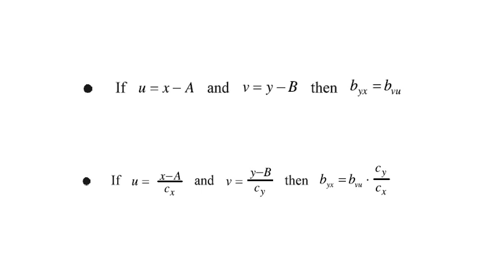So that means when there is only addition or subtraction, byx, that is the regression coefficient of y on x, and regression coefficient of v on u are the same. But when there is a division, that is cy and cx, it changes. So if we want to find regression coefficient of y on x, we need to multiply regression coefficient of v on u with cy upon cx. This rule will be very important for solving the next illustration.